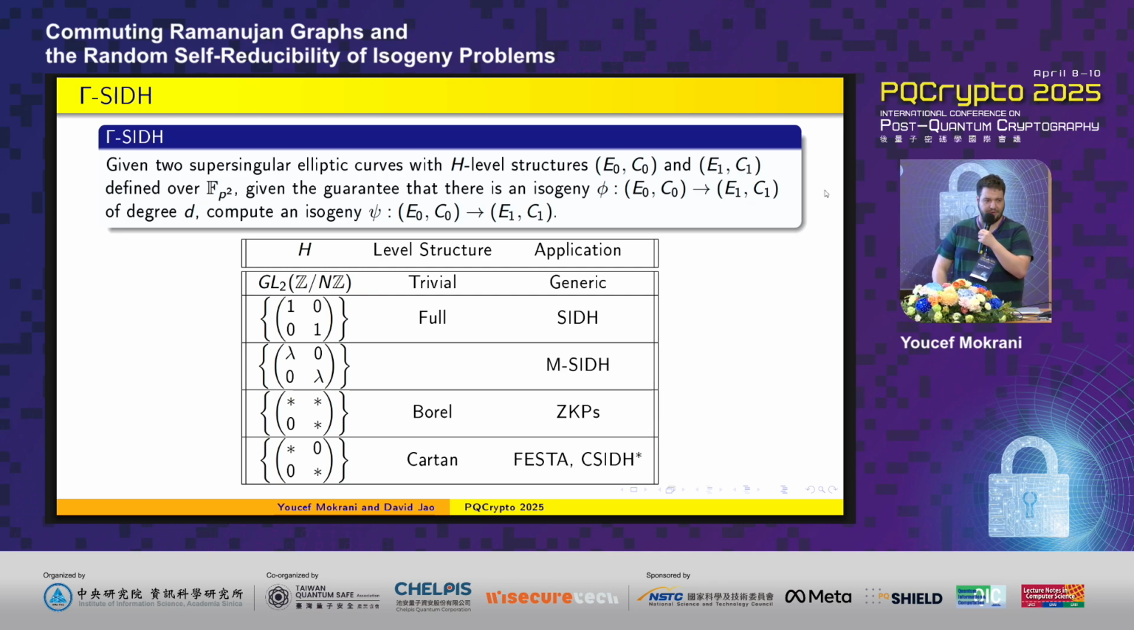And for example, FESTA uses the split Cartan level structure that can be represented by having all of the diagonal matrices. It's worth noting that you can reduce CSIDH to a similar problem just because the orientation that CSIDH leaks can be represented in this, but it's a bit different because, for example, in CSIDH, you cannot leak the degree.